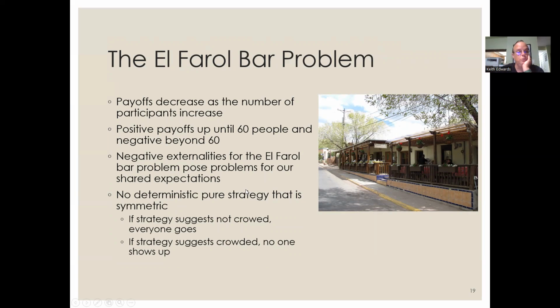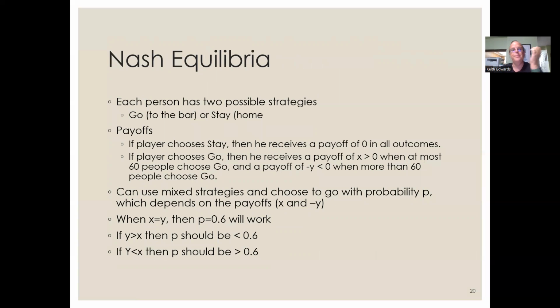There's no deterministic pure strategy that's symmetric. If the strategy suggests that it's not crowded, everybody goes, and it ends up being crowded and no one has fun. If the strategy suggests that it's crowded, no one will show up and no one has any fun at all. So if everyone uses a pure deterministic strategy that's symmetric, the same strategy for all players, it's guaranteed to fail no matter what it is. If the strategy suggests it won't be crowded, everybody goes, and it will be crowded. But if the strategy suggests it'll be crowded, nobody will go, and then it will not be crowded, but again, no one will have any fun.